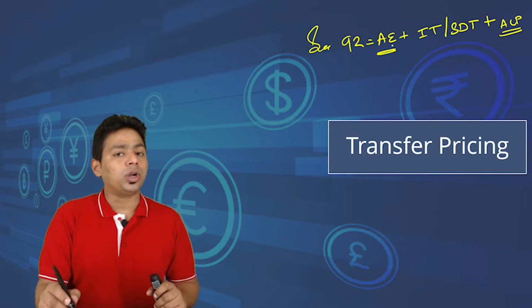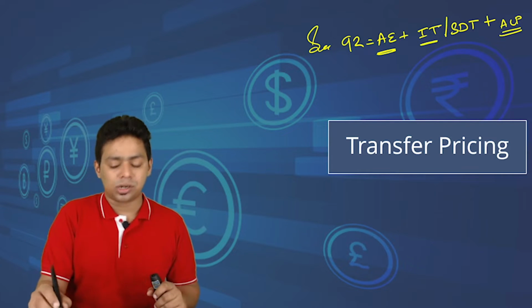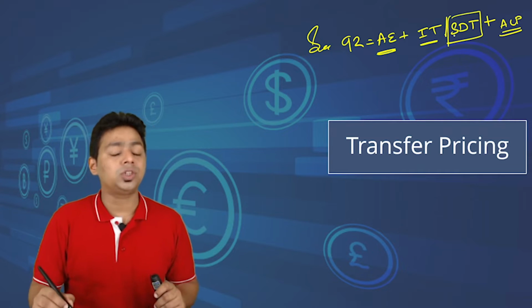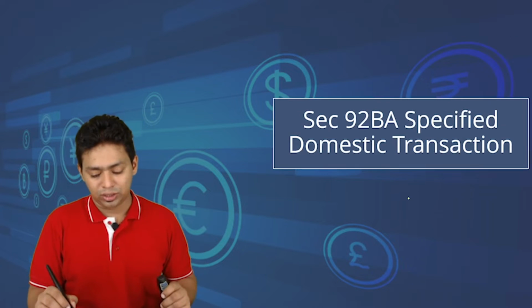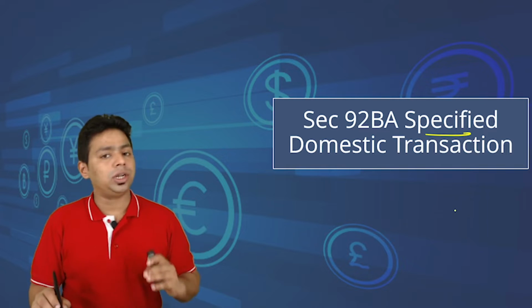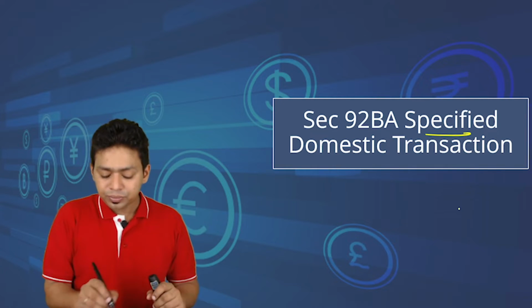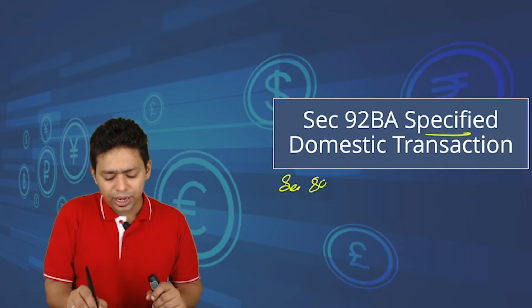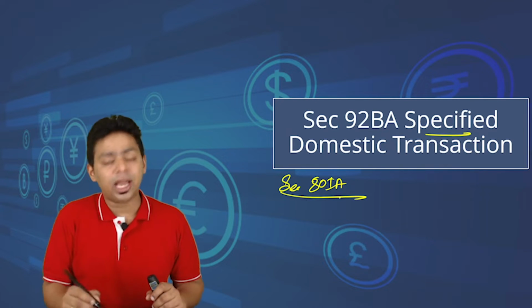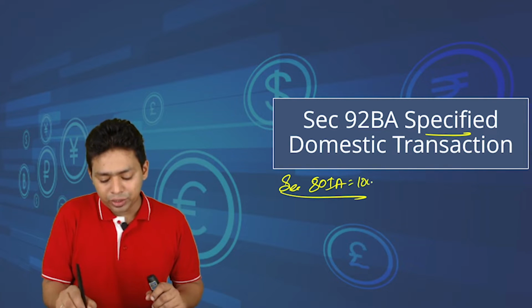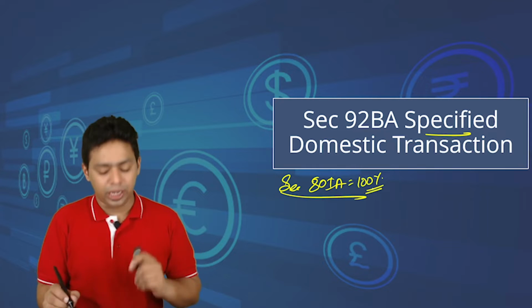So far we have discussed what is an associate enterprise and international transaction. In this lecture we are going to discuss what you mean by specified domestic transaction. Why has the specified domestic transaction provision come into play? You know that there are entities which claim 80IA benefit. 80IA benefit gives 100% deduction for the entity.